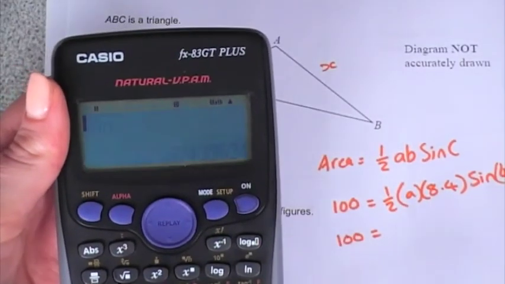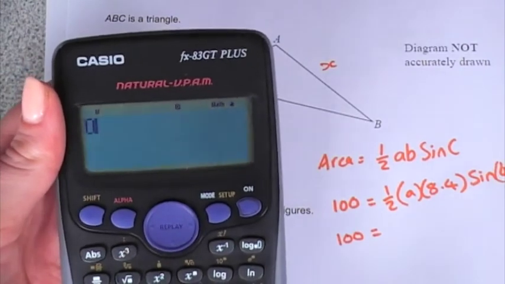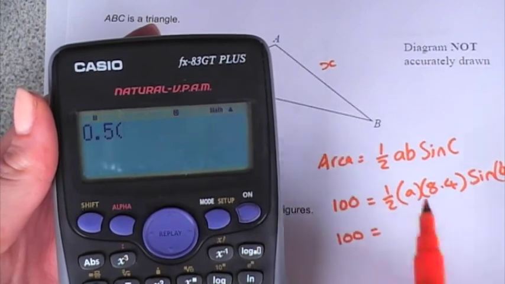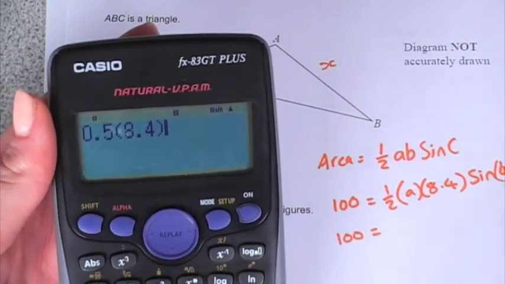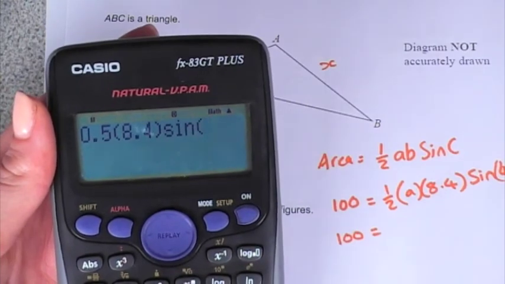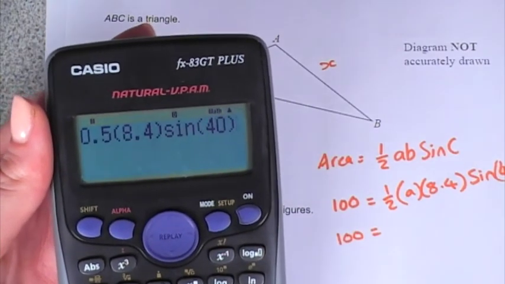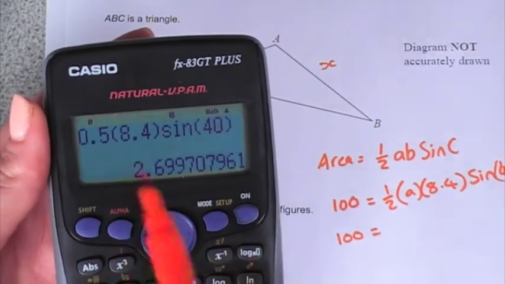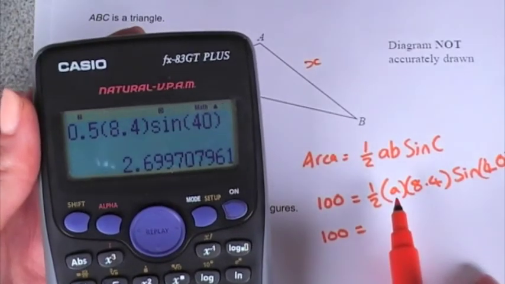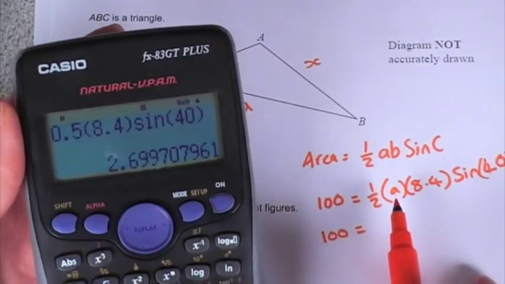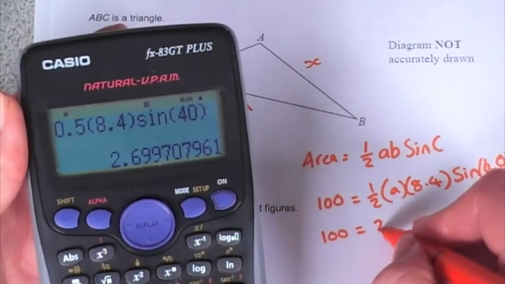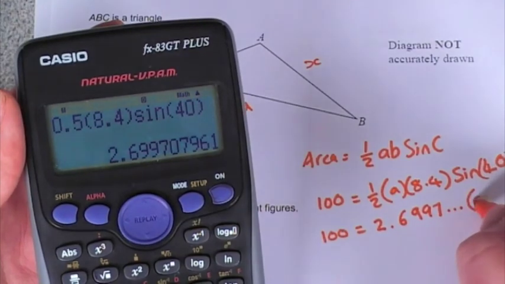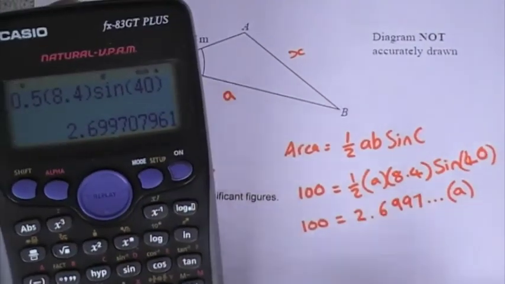on my calculator, 0.5, as to not confuse you, half, I'm leaving the A out, I'm going straight to 8.4 sine 40, closing that off, equals, and that's that answer there, okay? But remember, that is everything apart from the A. So that's 2.6997... times by whatever A is.